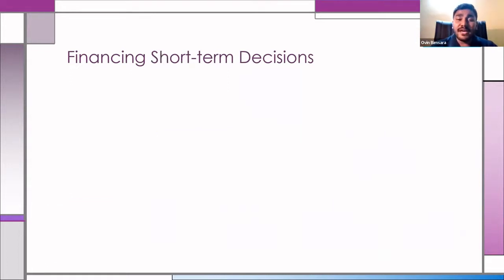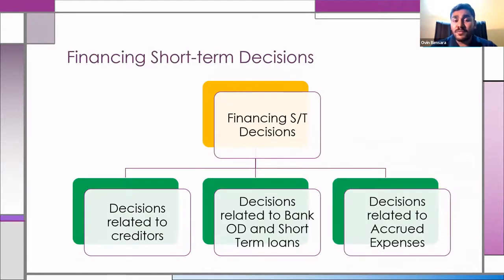Then we have the financing short-term decisions. When it comes to financing short-term decisions, we need to decide on decisions related to creditors. We have bought products on credit, and when are we going to pay them back? We need to decide on that. Decisions related to bank OD and short-term bank loans.